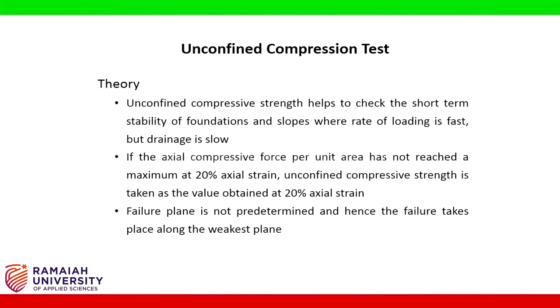Unconfined compressive strength helps to check the short-term stability of foundations and slopes where rate of loading is fast but drainage is slow. If the axial compressive force per unit area has not reached a maximum at 20% axial strain, unconfined compressive strength is taken as the value obtained at 20% axial strain. Failure plane is not predetermined and hence the failure takes place along the weakest plane.